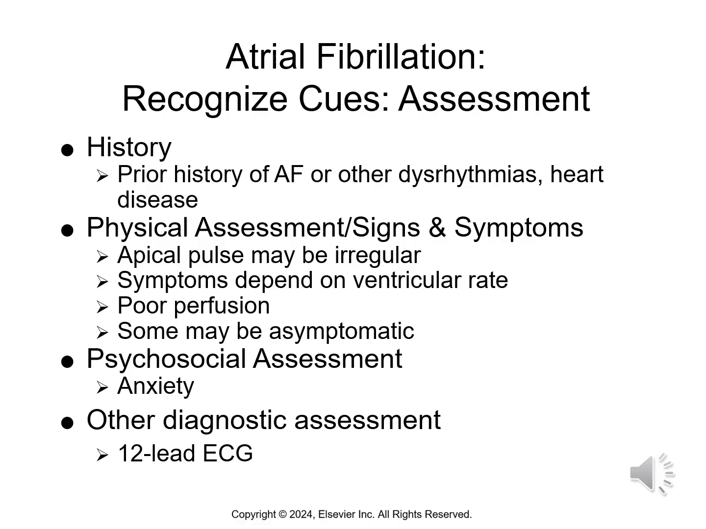On our physical assessment, we will see that the apical pulse may be irregular. Symptoms depend on the ventricular rate, though. Because of the loss of the atrial kick, the patient in uncontrolled atrial fibrillation is at greater risk for inadequate cardiac output. Signs of poor perfusion may be observed. We want to assess the patient for fatigue, weakness, shortness of breath, dizziness, anxiety, syncope, palpitations, cardiac discomfort or pain, and hypotension. Some patients may also be asymptomatic.